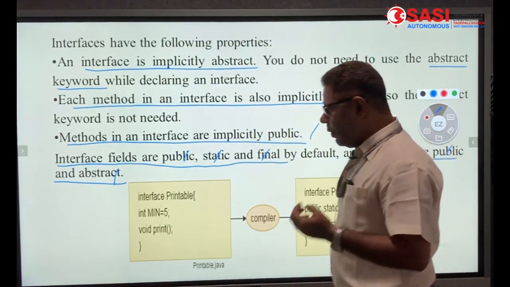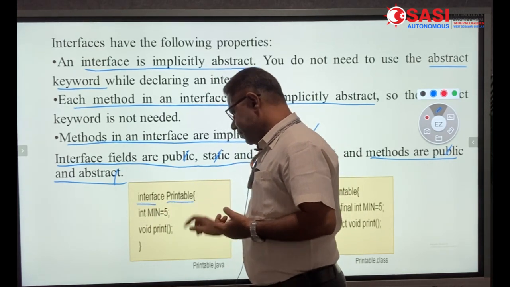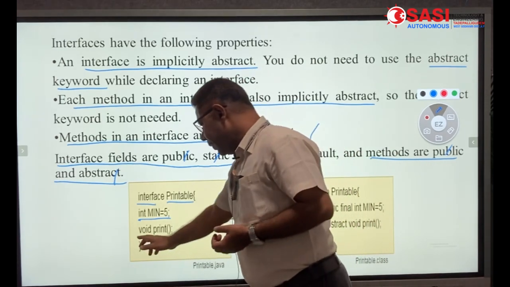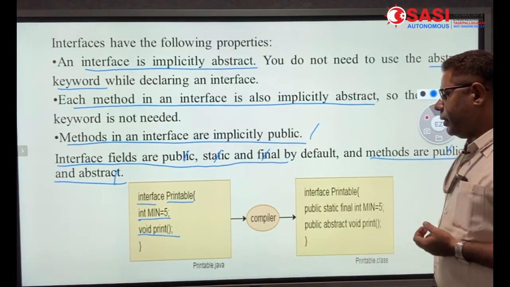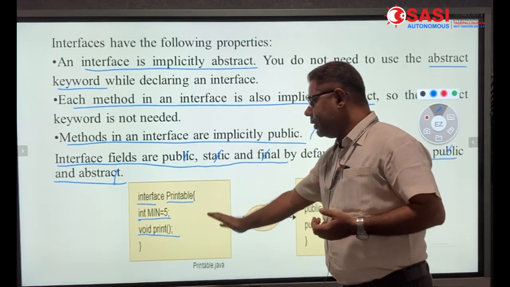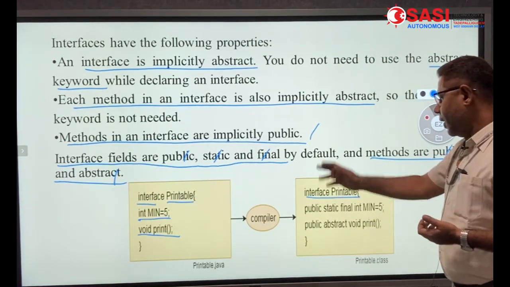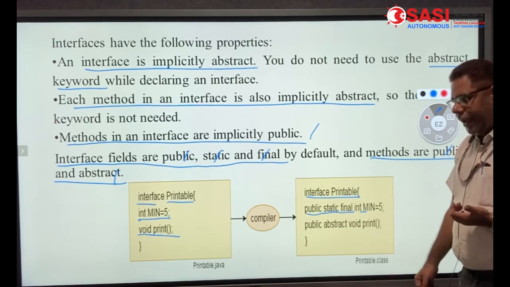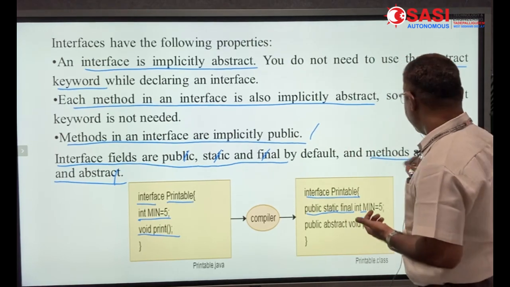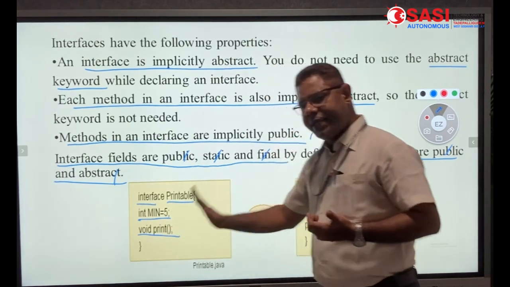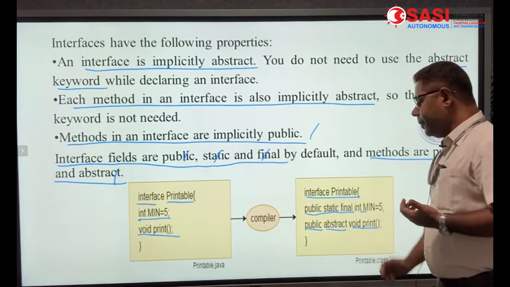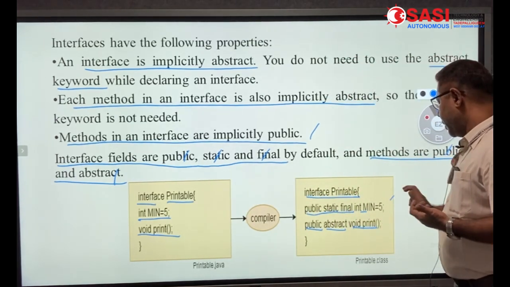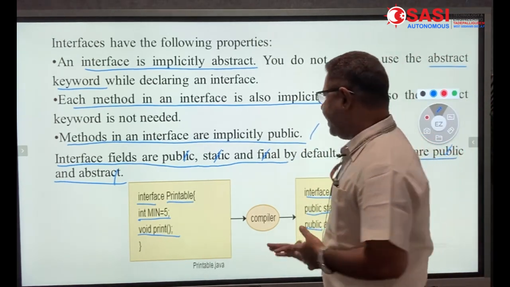For example, suppose we write an interface like this: interface name Printable, it contains a variable int min equal to 5, where min is a constant variable. Similarly, we have the abstract method void print. The compiler implicitly converts this interface. The variables by default are public, static and final, so it becomes public static final int min equal to 5. Similarly, the methods in the interface by default are public and abstract, so void print is converted into public abstract void print. So the compiler implicitly converts the interface into this format. So these are the properties of interfaces.